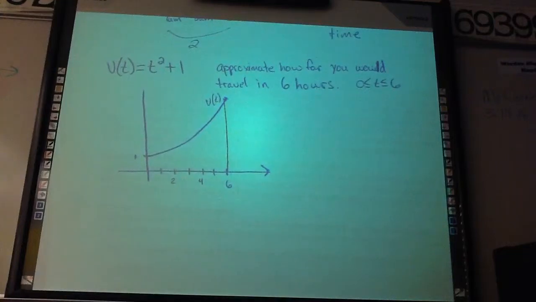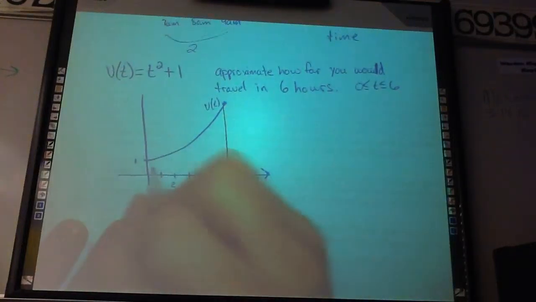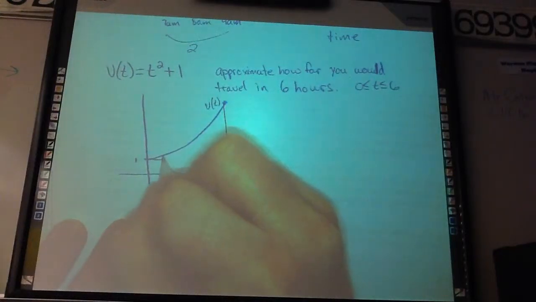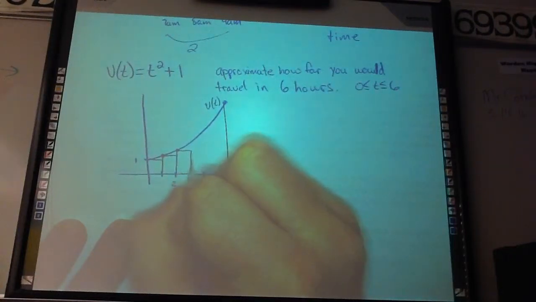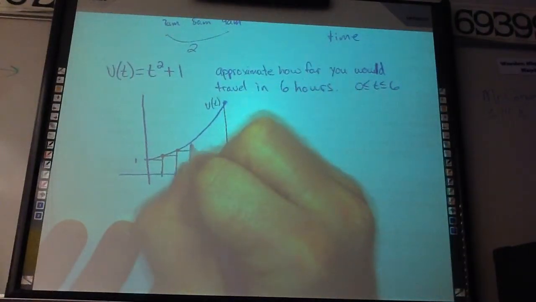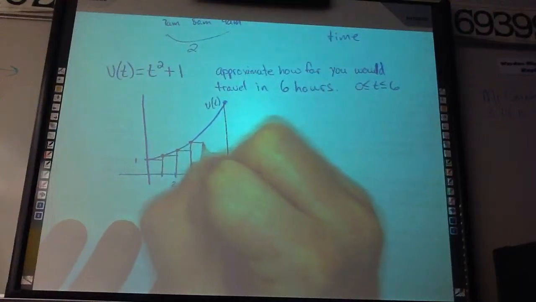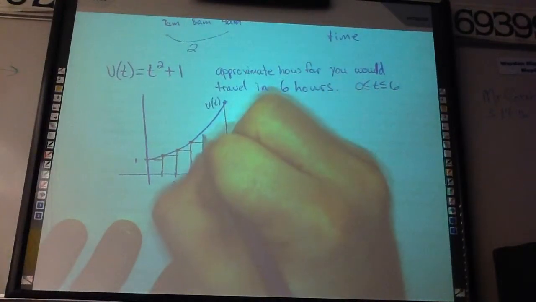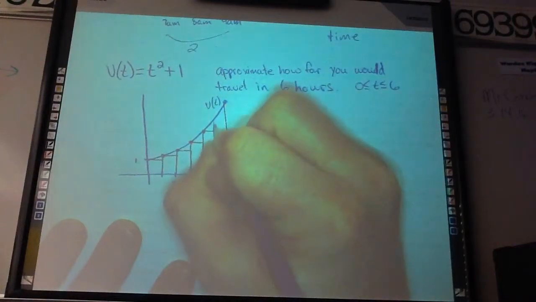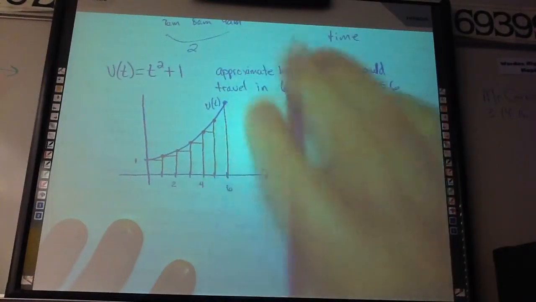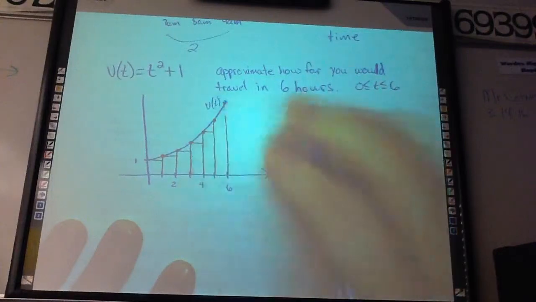Basically, we're going to draw a bunch of rectangles. So what I mean by that is, I'm going to put a rectangle like this under here. I'm going to put another rectangle like that. Another rectangle like that. Another rectangle like that. Another rectangle, and then another rectangle.